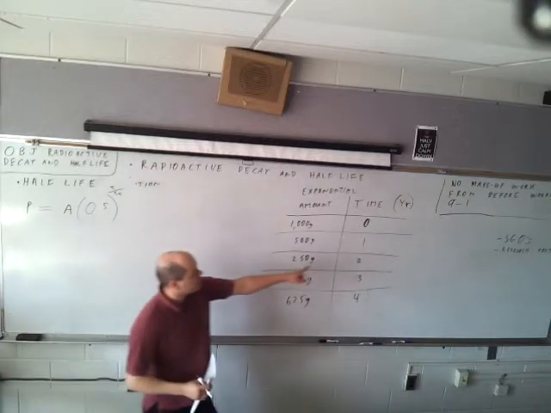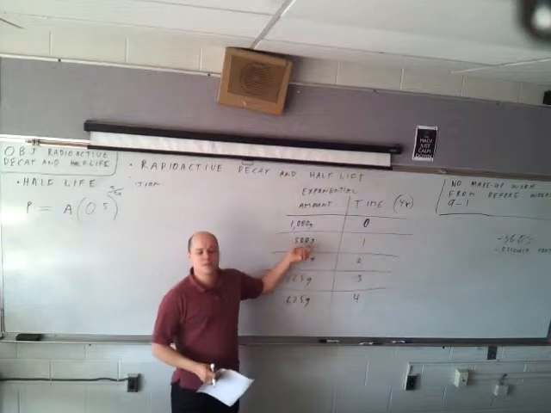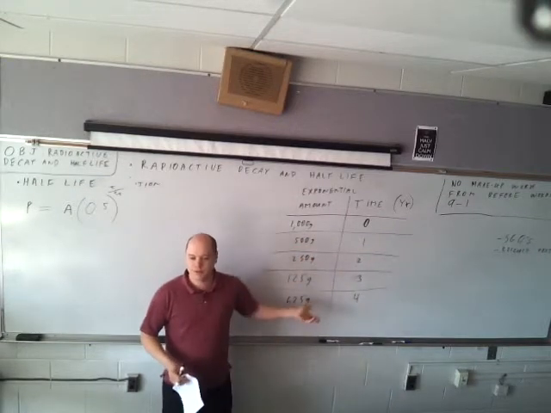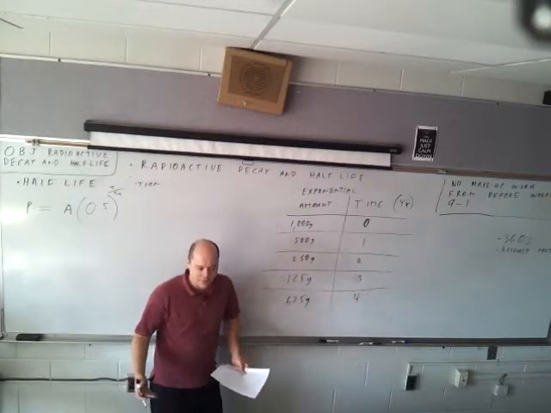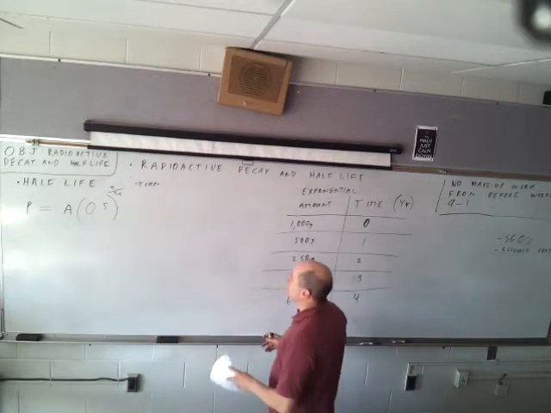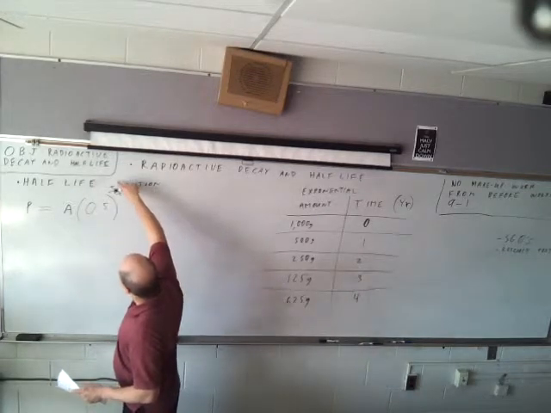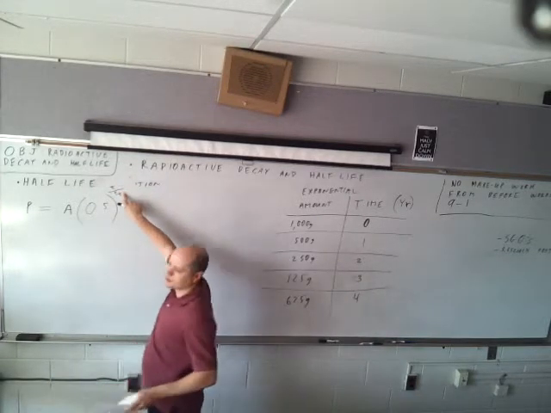Now in this problem, I made the half-life 1 year. But for other substances, it may take 5,000 years for half of it to go away, or it may take 1,000,000 years for half of it to go away. But you'll know what the half-life is. You'll look it up on a table. It'll be some number that you find on a table. All right, so there's our equation. P equals A times 0.5 to the power of t over t with a little subscript 1/2.